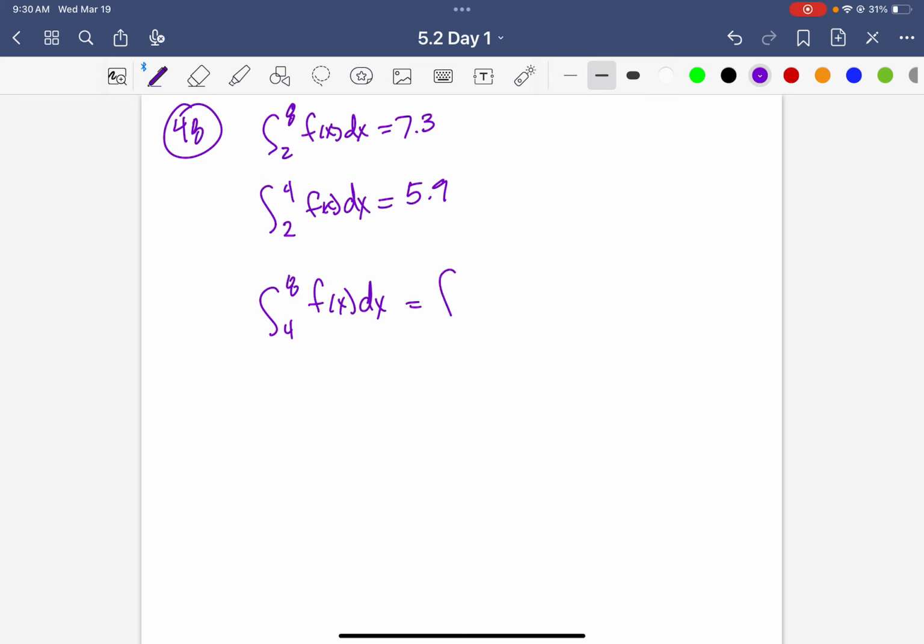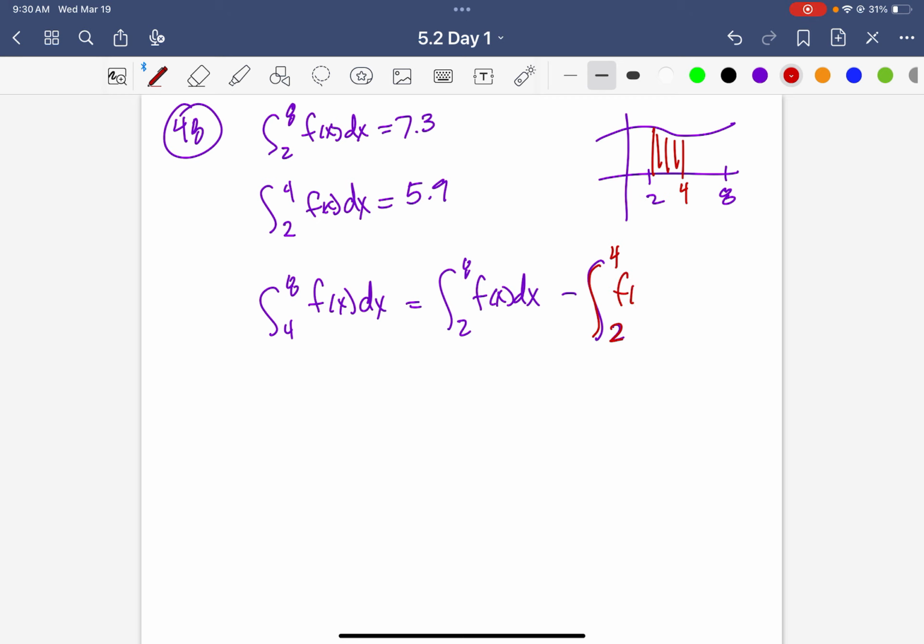Well, imagine that this is our curve. I'm going from 2 to 8. So if I first go from 2 to 8, and then I take away this area from 2 to 4, so I subtract the area from 2 to 4 of f of x dx, what you're going to be left with is just the integral from 4 to 8, which is what they want. 4 to 8 f of x dx. Do you see that if you cut that off, you're left with what they want?